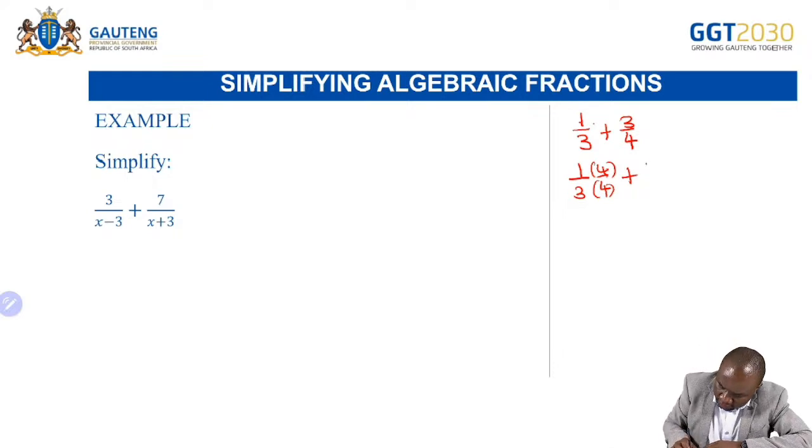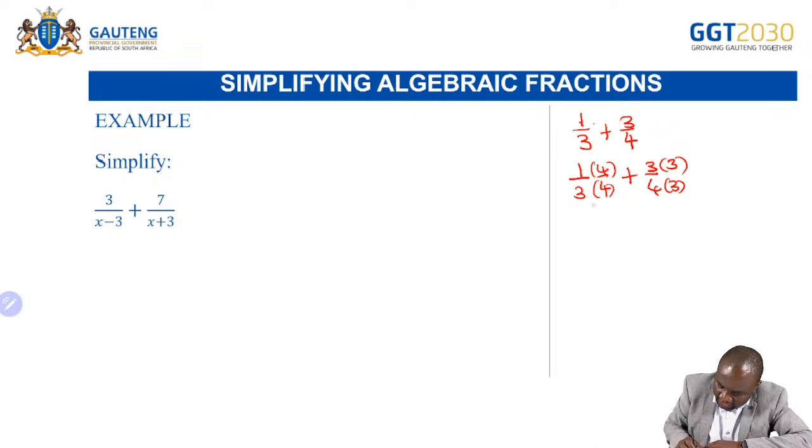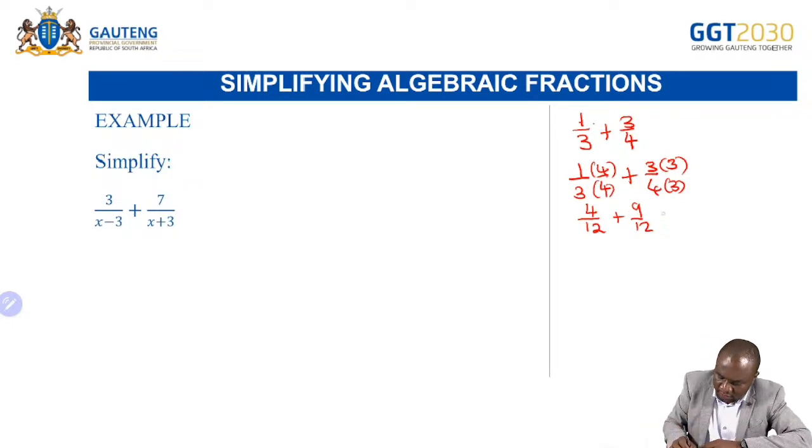And then here, 3 over 4, and then times 3, so that we have 12 as our denominator. We must also multiply the numerator by 3, so that we have equivalent fractions. 3 over 4 is just the same as 9 over 12. They are equivalent fractions. And then we have 4 over 12 plus 9 over 12. Now the denominators are the same, so we can add the fractions, which is actually an improper fraction, 13 over 12, which reduces to 1 and 1 over 12.